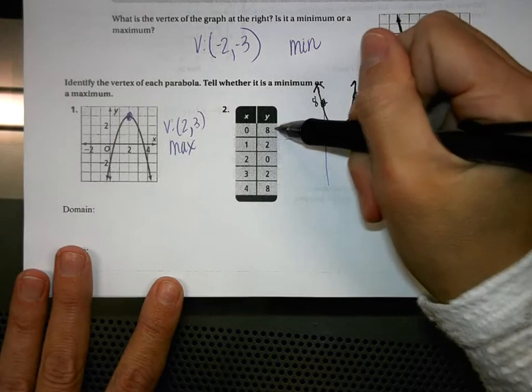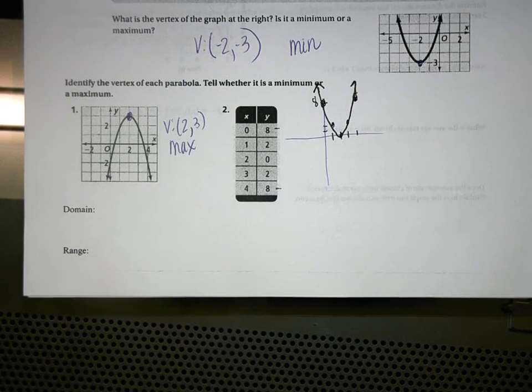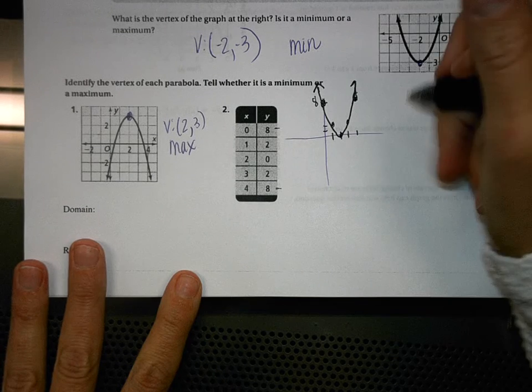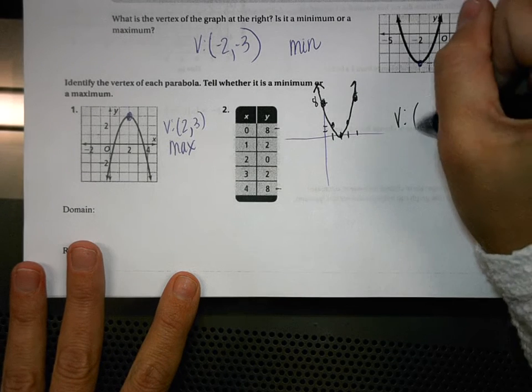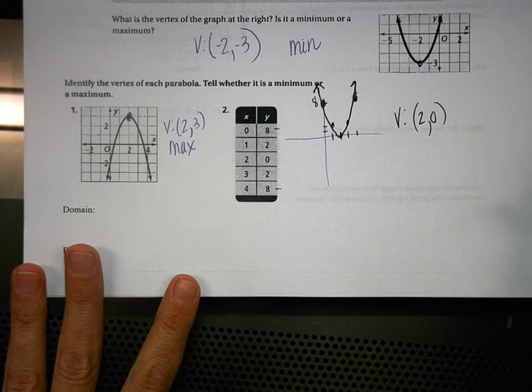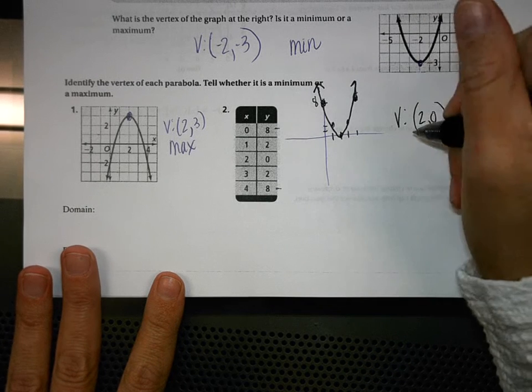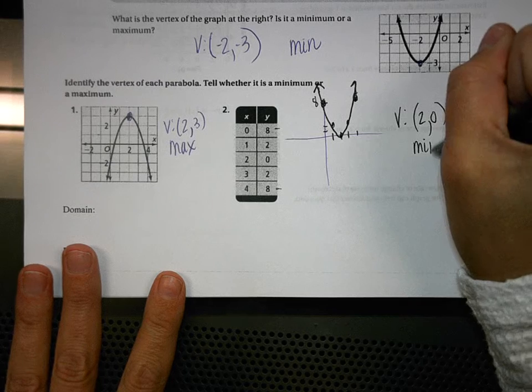Notice here how it has similar y values. That's your symmetric part, correct? And so on each side of the axis, they're going to have the same y value, but a different x. Okay? Now, what is my vertex? 2, 0. And is that a min or a max? Min. Very good, min, because everything else is larger.